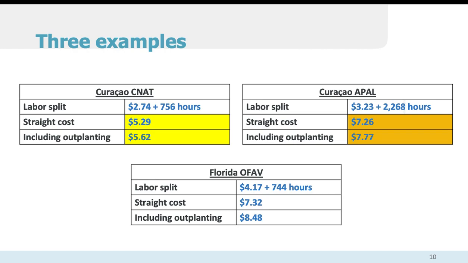And so oftentimes when I give these kind of larger talks, I give a range, right? It's between $5 and $9 per outplantable unit. But there's a lot of detail within that range, and I think we need to move towards being more transparent about how we are calculating this and how we are presenting it.